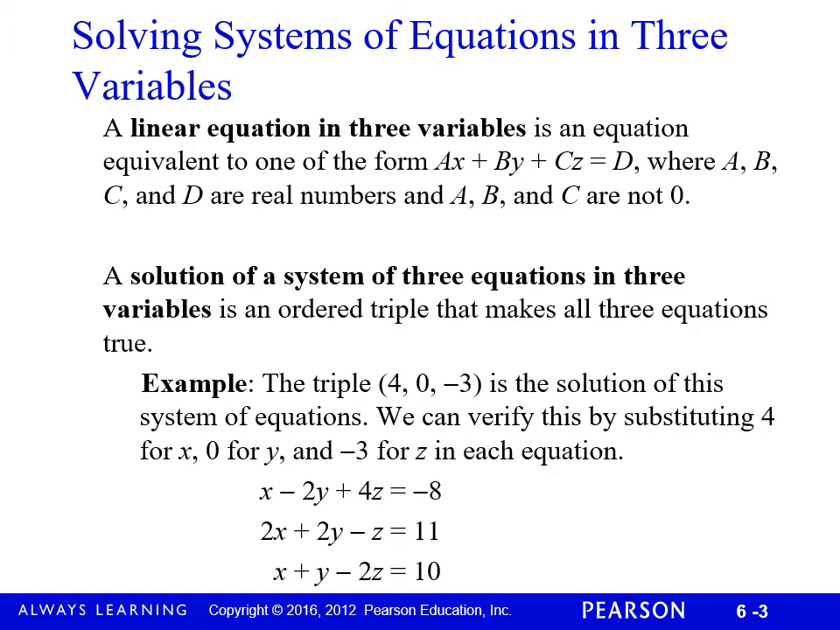We can verify this by substituting 4 in for x, 0 for y, and -3 for z in each equation and see that they all are indeed true. The equations are x minus 2y plus 4z equals -8, 2x plus 2y minus z equals 11, and x plus y minus 2z equals 10.